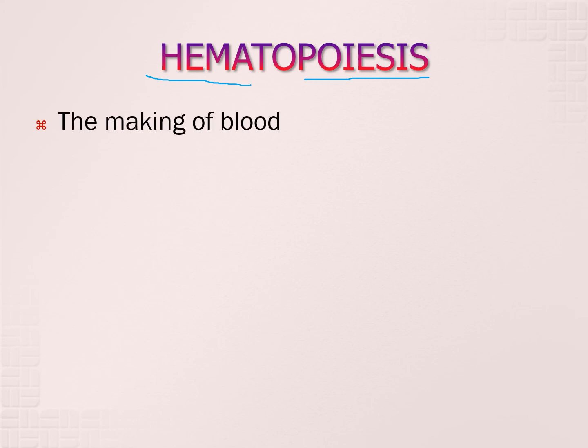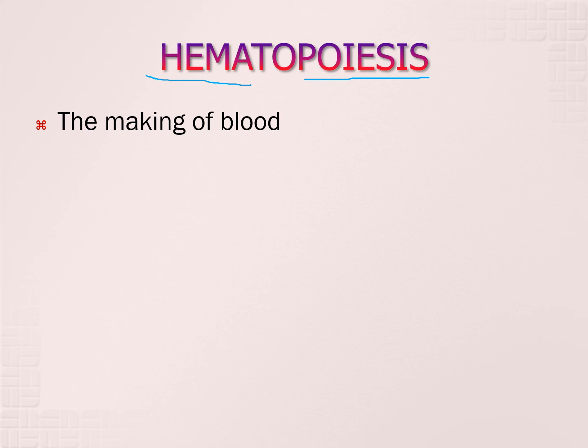But the making of blood is called hematopoiesis. Anytime you see the root word hema, hema is going to mean blood. Then you have the root word poiesis, just like a poet. This is where that term comes from. Poiesis means to create. So hematopoiesis is the making of blood cells. And this occurs in our bone marrow.